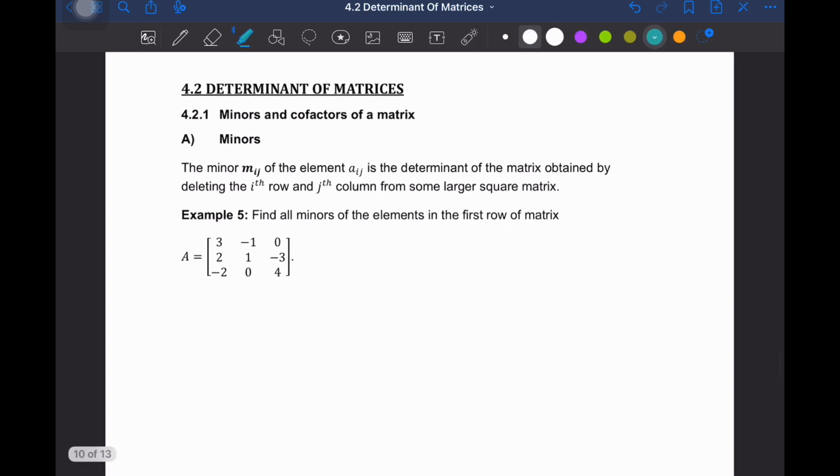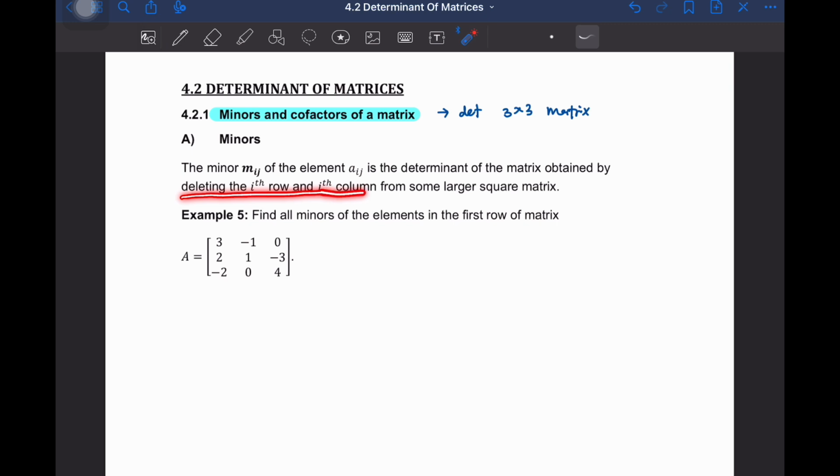Okay, so you are going to learn how to find minors and cofactors of matrix. So this is important in order for you to find the determinant of a 3 by 3 matrix. Okay, so what does it mean by a minor? So minor is actually the determinant of a matrix that we will obtain by deleting the ith row and jth column. So you will delete the row and the respective column from some larger square matrix.